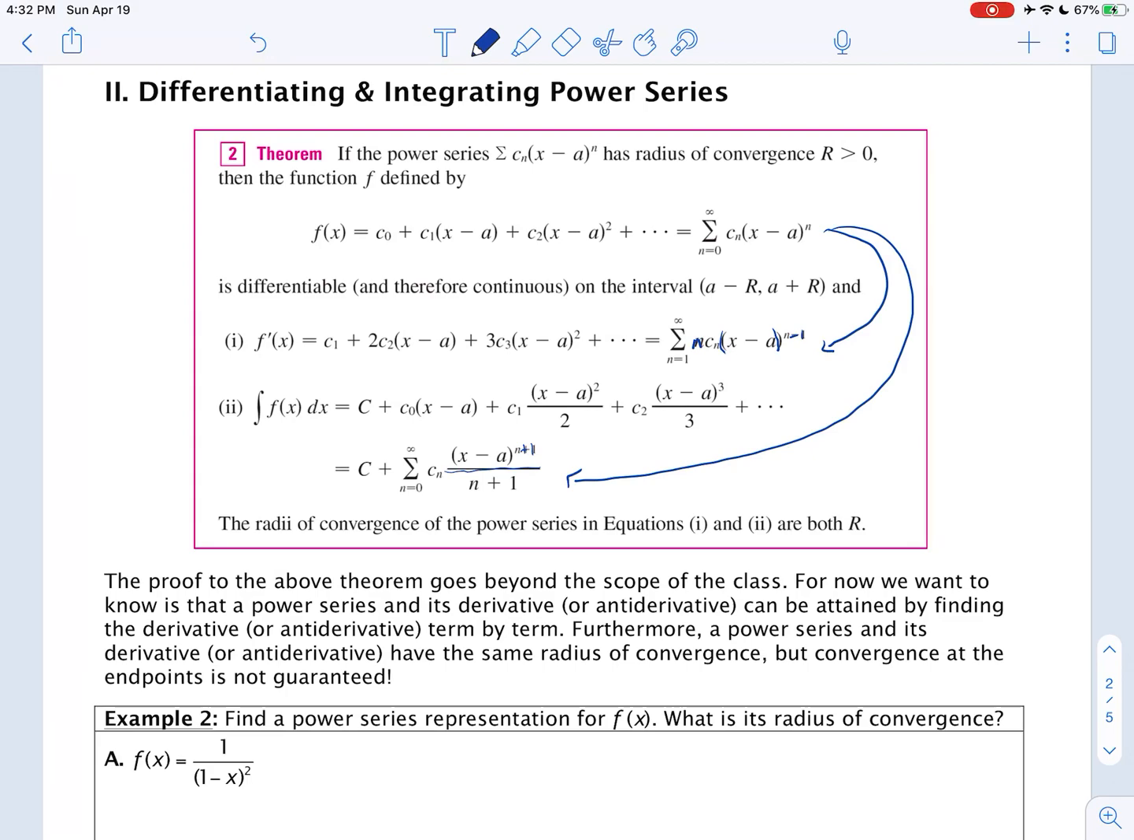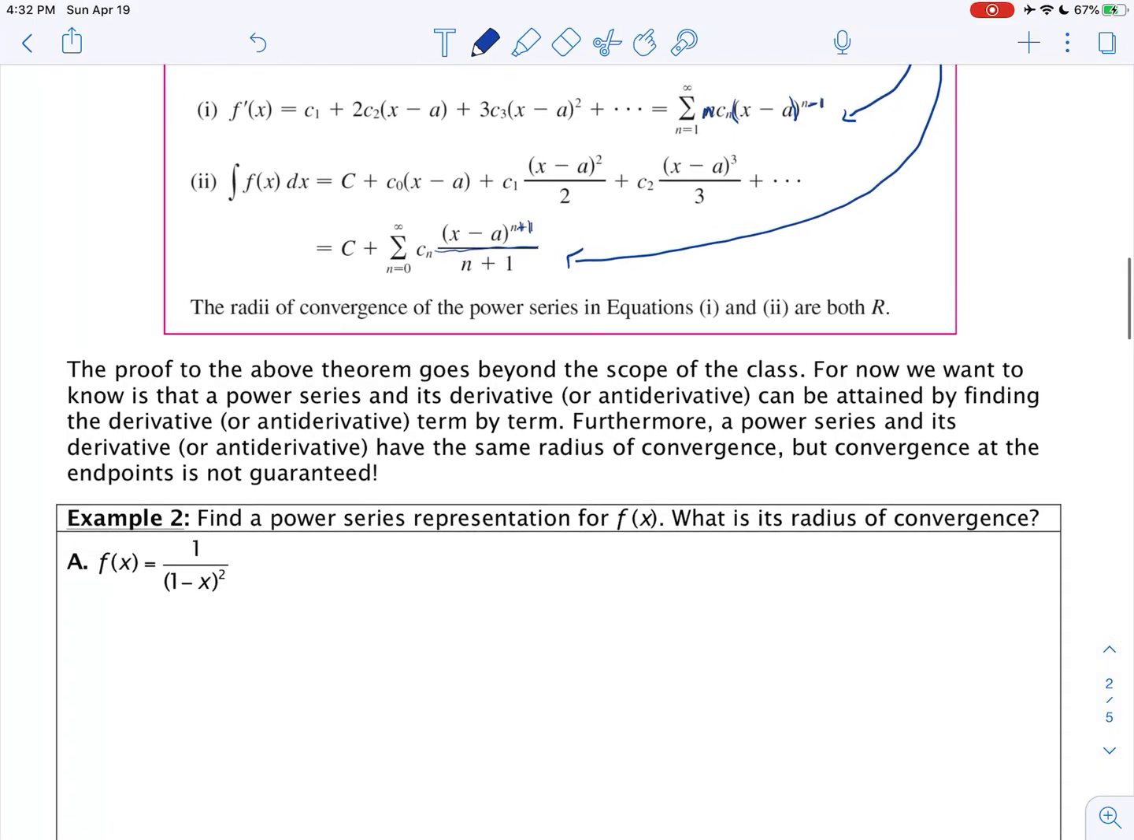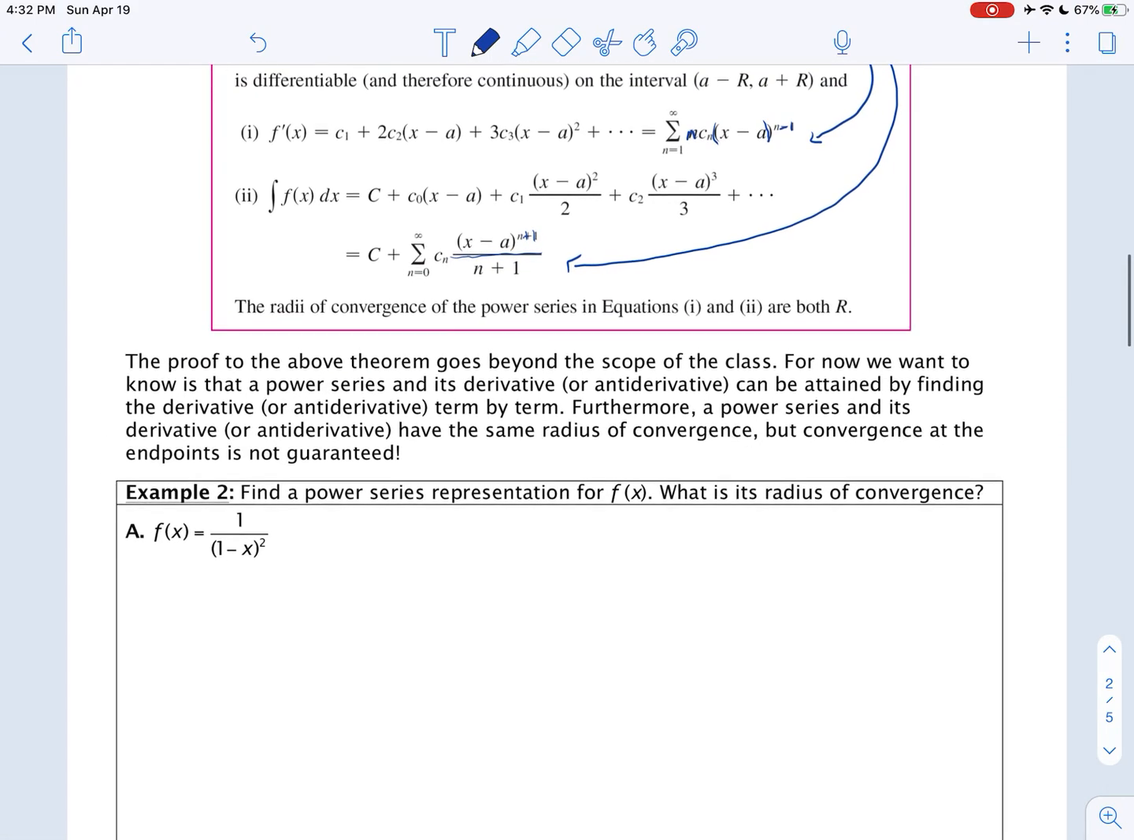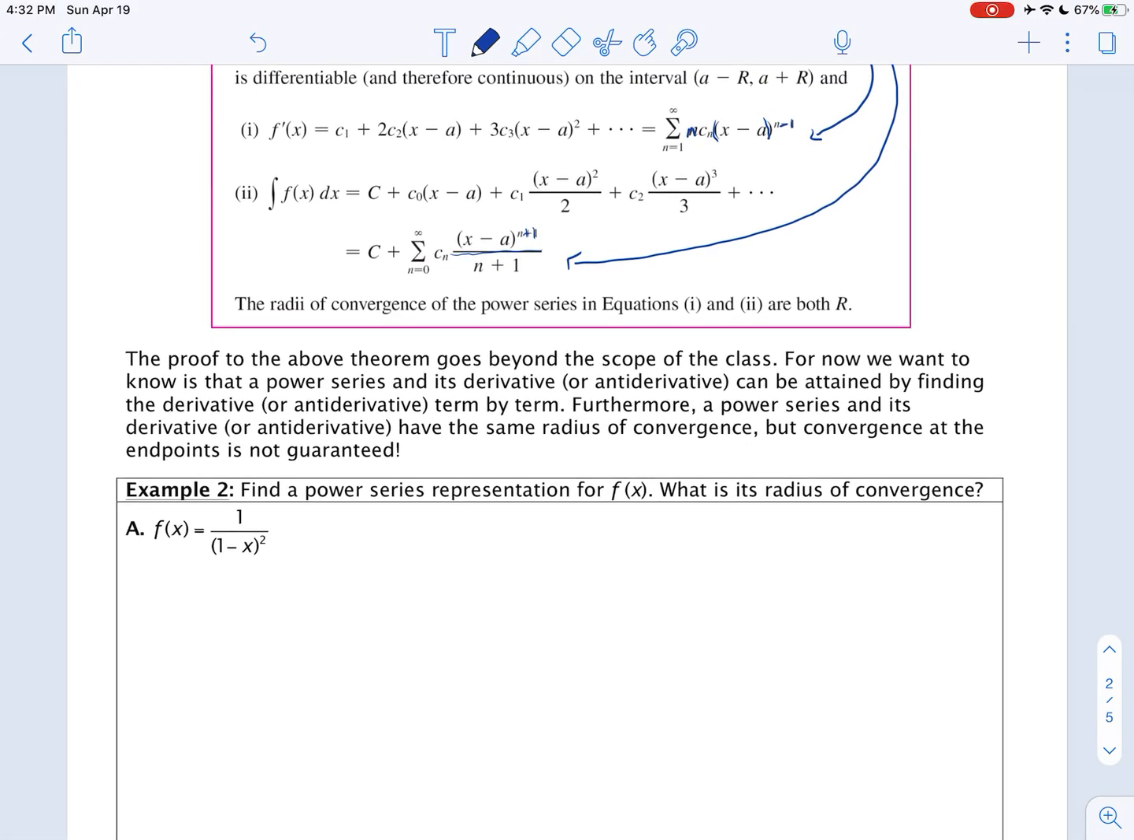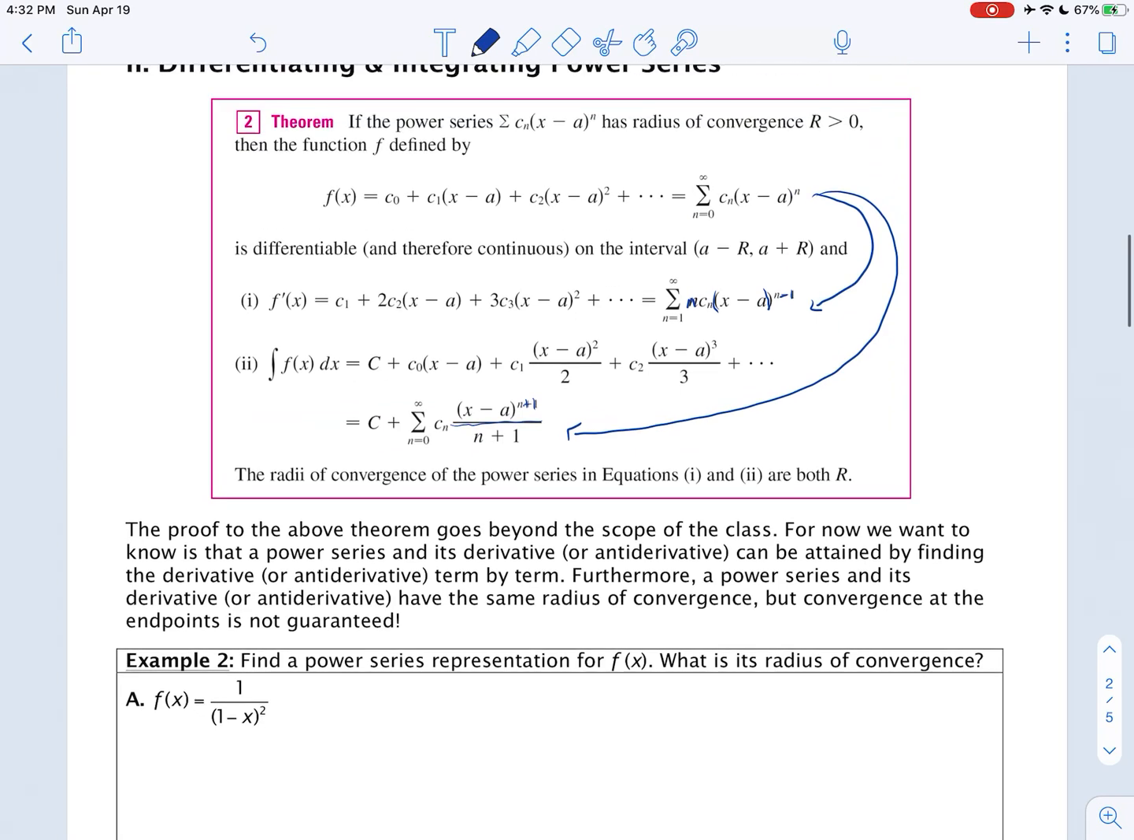So you can see, and then add plus c, that arbitrary constant. Okay, good. So given that, find a power series representation for f of x. What is the radius of convergence? And notice back also from this theorem, the radius of convergence of the power series in part 1 and part 2 is going to be the same as the original function, just the radius of convergence.